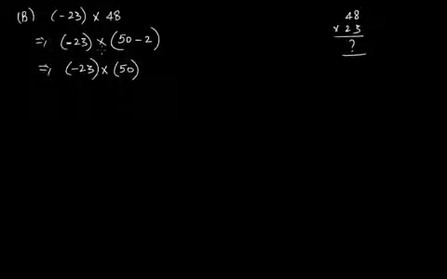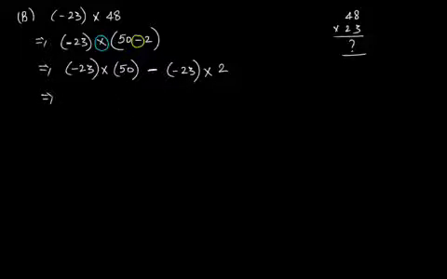of multiplication over subtraction. Why? Because we have multiplication here and within the bracket we have a subtraction. So this is the distributive property of multiplication over subtraction, and that's why this minus sign will be here, and then you have minus 23 times 2. We have put this minus sign here.